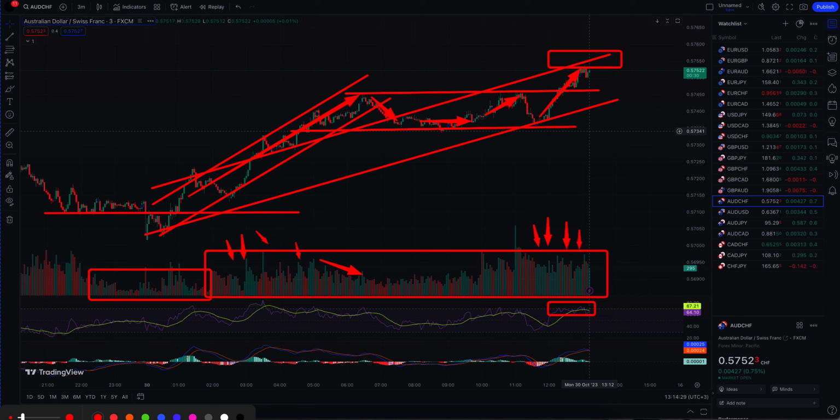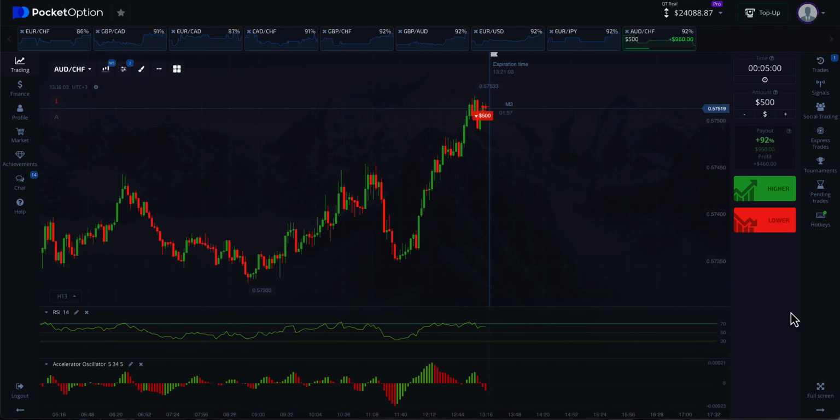Therefore, I expect a pullback from the level, considering that the volumes are falling and there is a signal from the moving average indicator. So we can finish the analysis here and go back to the broker. Well, while the trade is in progress, I will turn to the promised topic. Creating a trader's diary is an important tool to evaluate and improve your trading performance.